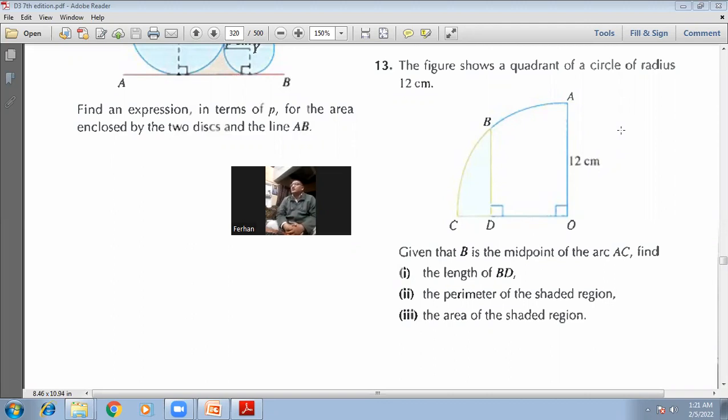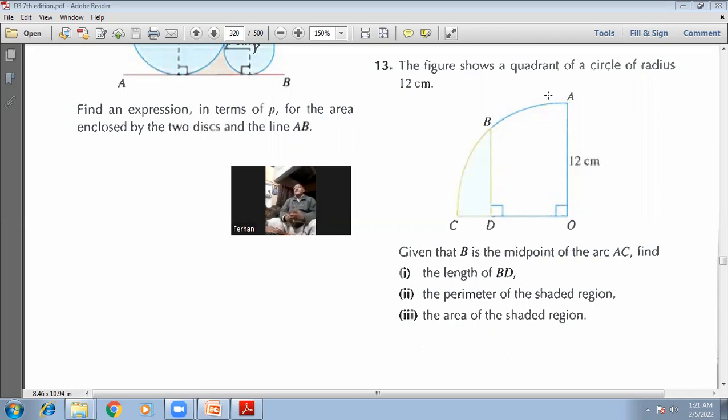The figure shows a quadrant of a circle of radius 12 centimeter. Given that B is the midpoint of the arc AC, find the length of the BD. So this is the arc of the quadrant. The word quadrant means the fourth portion of a circle. So this arc is 1/4 of the arc of the full circle.